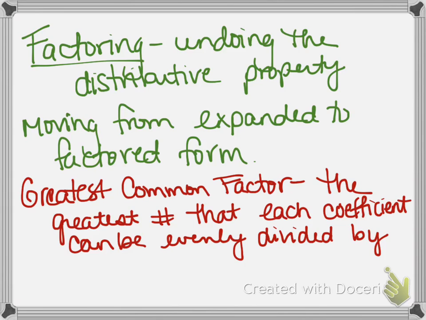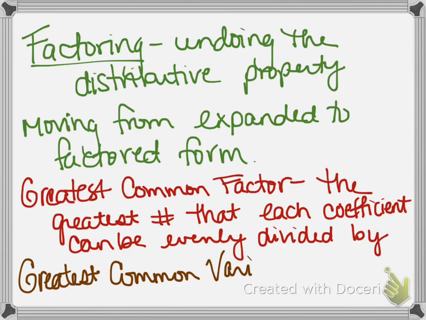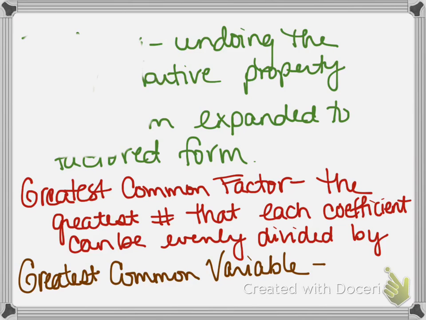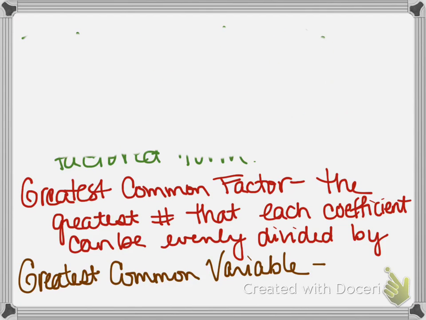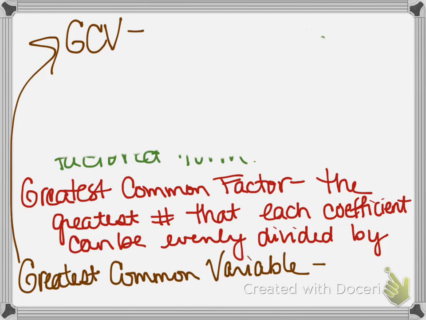Okay, and then lastly, we have the greatest common variable. This one is kind of made up. Greatest common variable is not a real thing, but it's all right. I just put it together. It's the same as the greatest common factor, but it's the greatest power that each variable has in common. I'm actually going to write that definition up here at the top because I don't think you're going to be able to see it at the bottom. So this greatest common variable, GCV, again, something I made up.